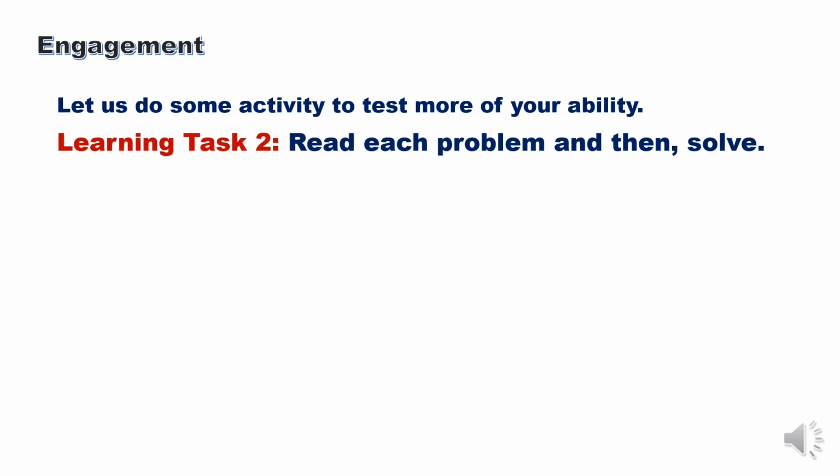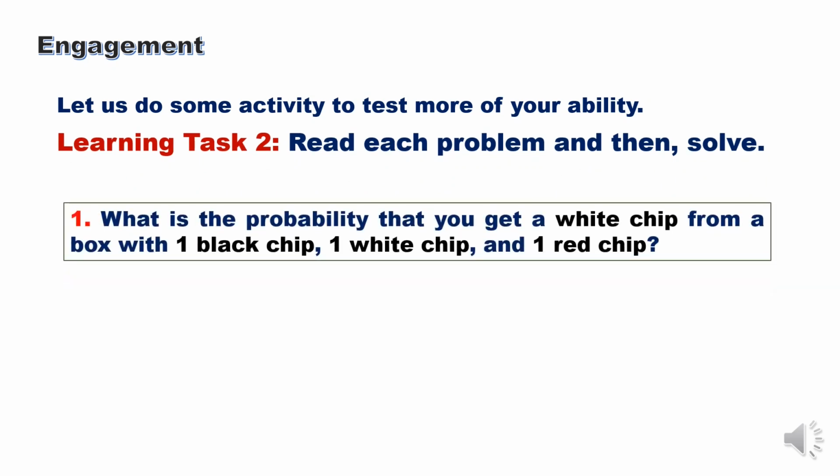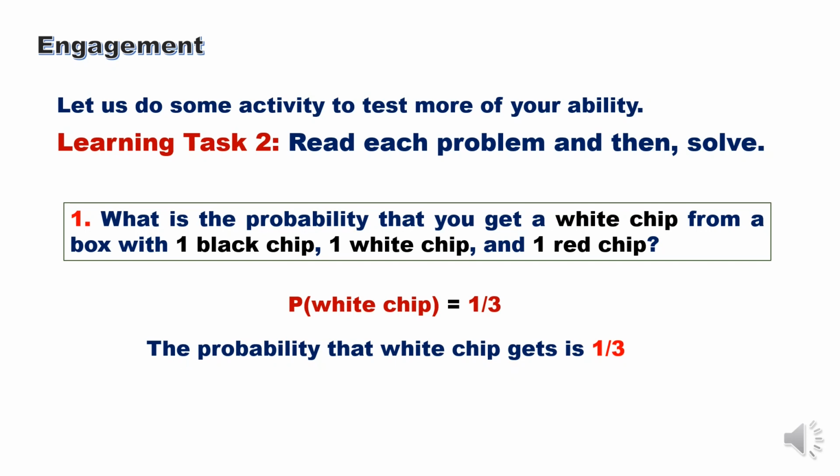Let us do some activity to test more of your ability. This is learning task 2. Read each problem then solve. Number 1. What is the probability that you get a white chip from a box with 1 black chip, 1 white chip, and 1 red chip? So the event is white chip equals 1/3. The probability that white chip gets is 1/3.